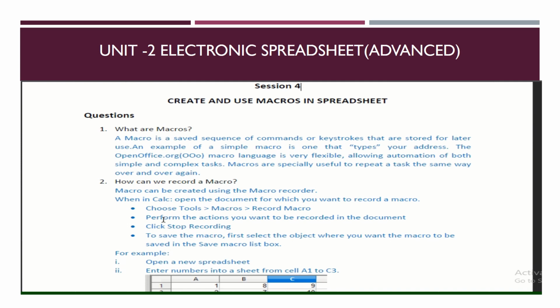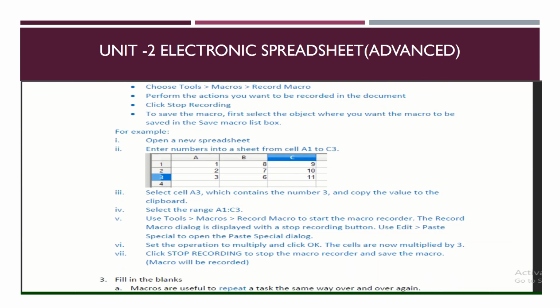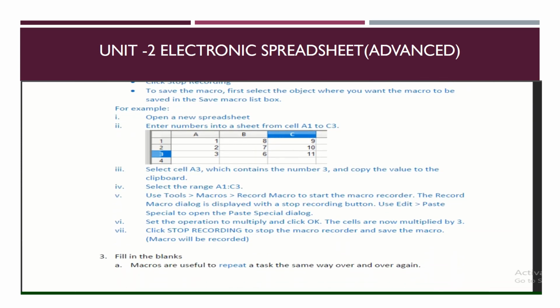The next question number 2 is how can we record a macro? And a macro can be recorded by using the Tools menu, Macros option, and the sub option is Record Macro. So this is explained with an example. So definitely students, you will get full marks if you write your answer this way. And the last question of this assessment is fill in the blank, which is macros are useful to repeat a task the same way over and over again. So in this fill up the answer is repeat.